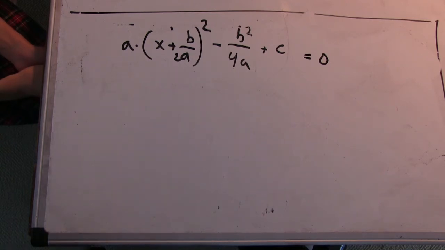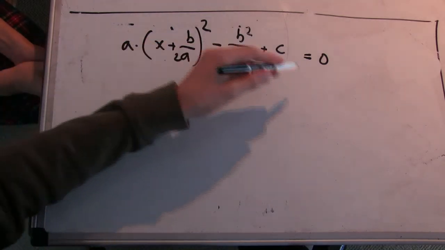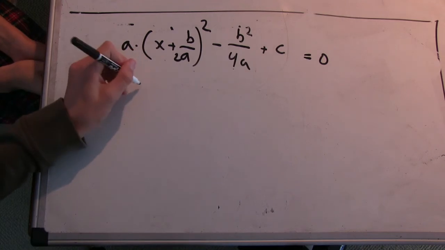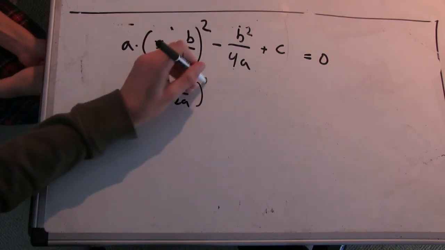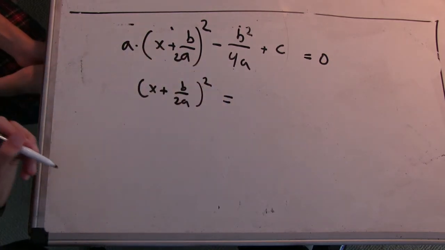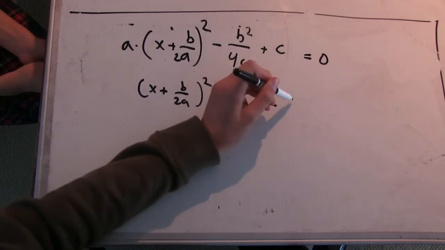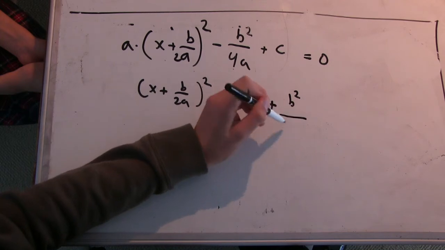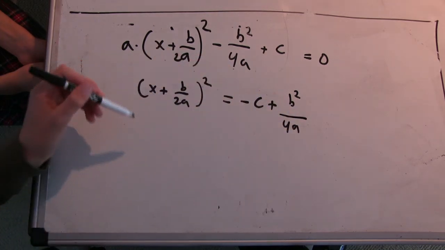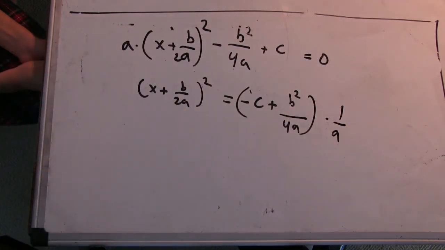Well, I mean, we can move things to the other side to make this simpler. So x plus b over 2a, squared, equals, I guess, c minus b squared, or minus c plus b squared over 4a. And then this whole thing is going to be times 1 over a.